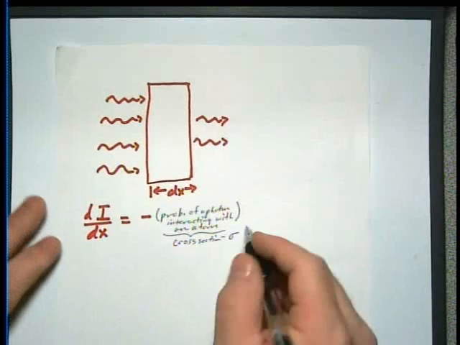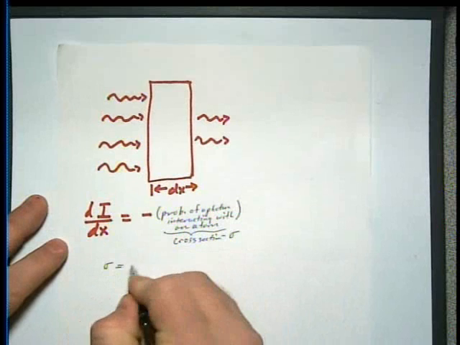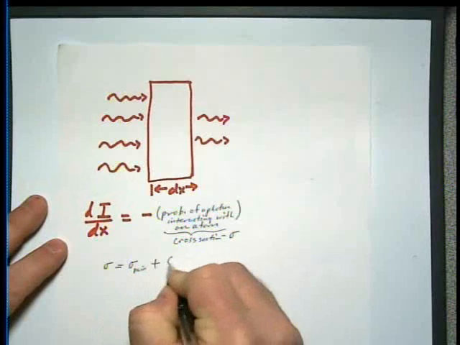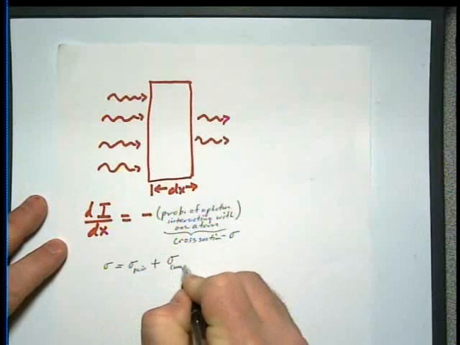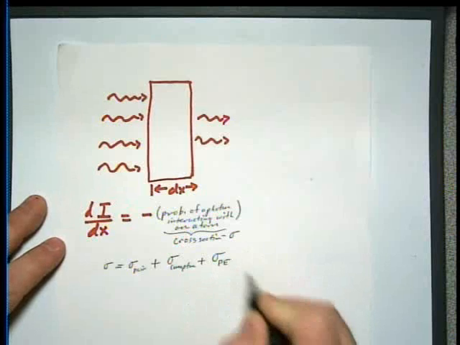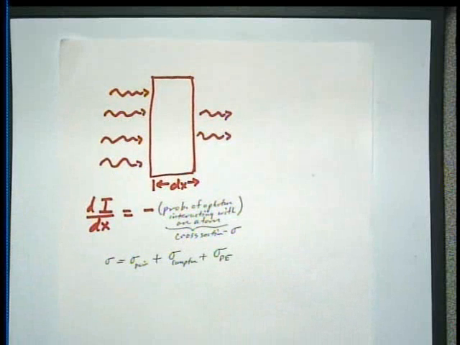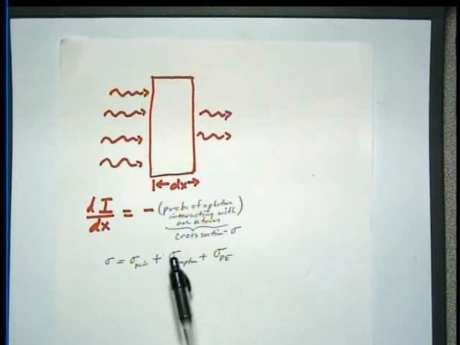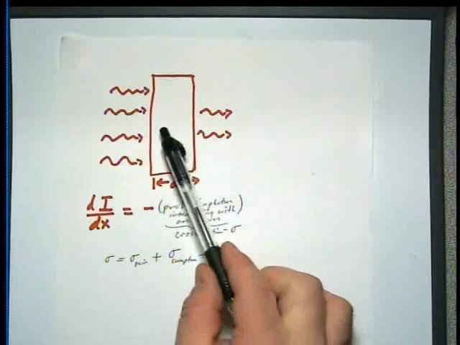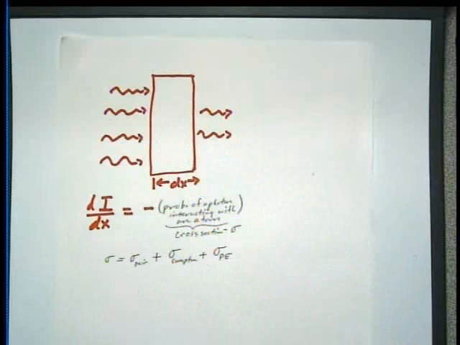So in reality, this sigma depends on the probability of pair production, the probability of Compton, and the probability of photoelectric. And those probabilities are extremely energy dependent. So at low energies, this might dominate. At middle energies, that might dominate. And at high energies, this might dominate. But you have to add up all three probabilities because any one of them prevents the photon from going through. But that's if there's only one atom.